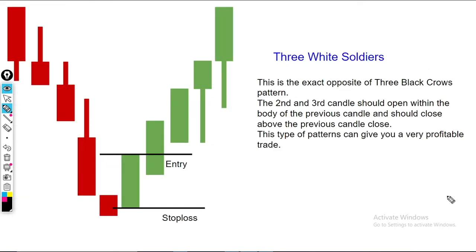This is a three white soldiers pattern. This is the exact opposite of the three black crows. It can form a continuation pattern or a reversal pattern.